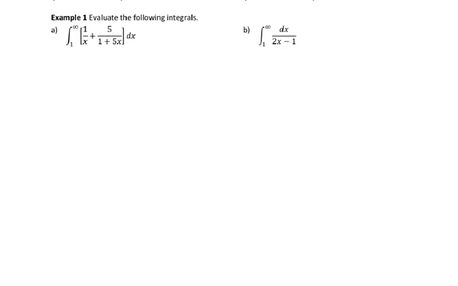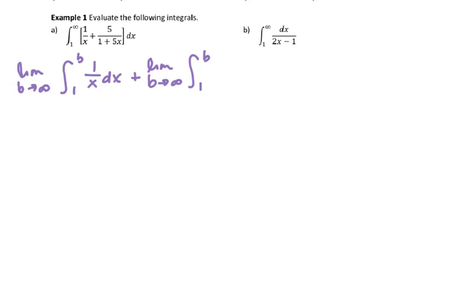So in example 1, we have 1 to infinity, and so that means that we're going to have to use a limit. Okay, so we're going to say the limit as b goes to infinity of the integral from 1 to b, and I'm going to break it apart at 1 over x dx, and then I'm going to create that same limit as b goes to infinity of the integral from 1 to b, and then the second expression, 5 over 1 plus 5x dx.